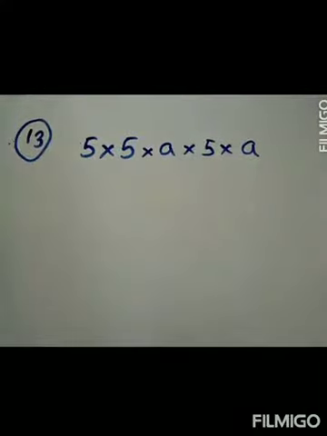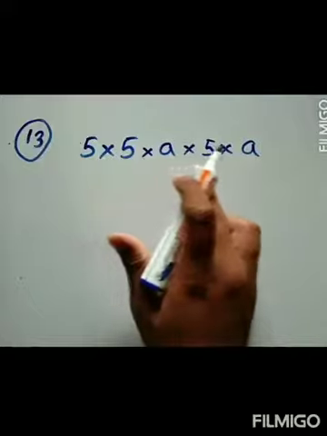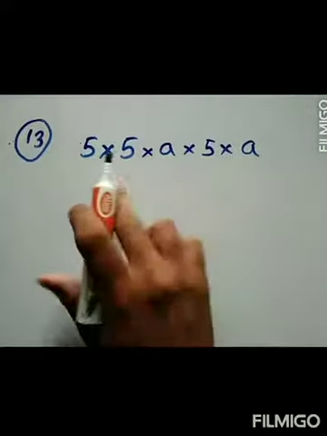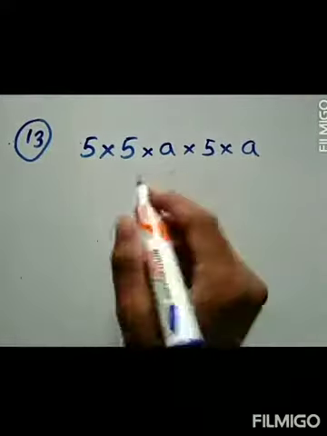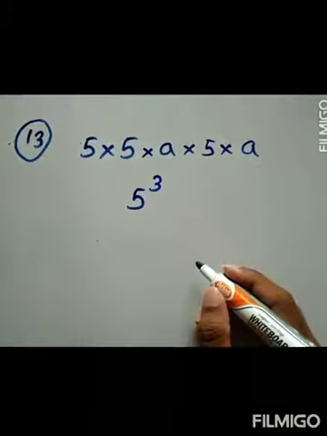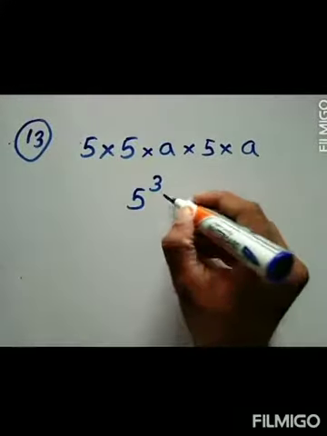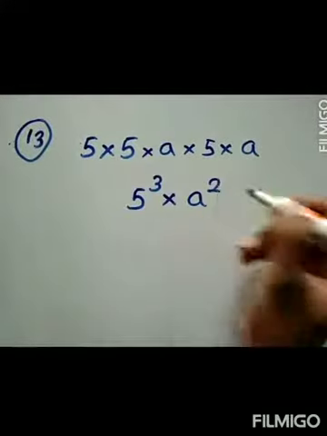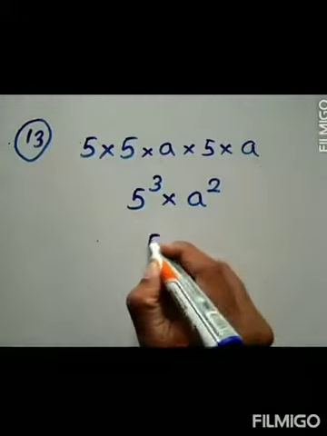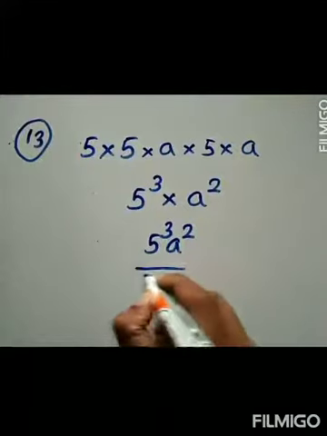13th question, they say write the following product in index form, right? Then here 5 into 5 into a into 5 into a, right? Then there are 3 5s, therefore the power of 5 should be 5 to the power 3. Then in this one there's 2 a's, therefore a to the power 2. Therefore you can write the answer like this: 5 to the power 3, a to the power 2, right?